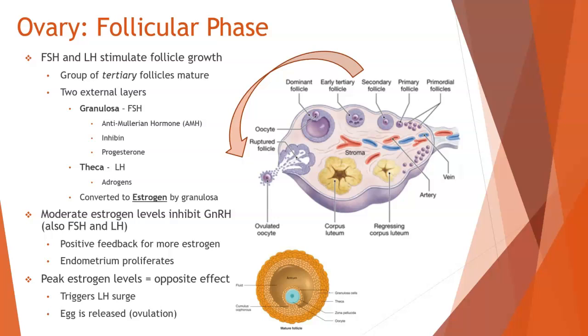As a result, estrogen levels eventually peak, and at these higher concentrations have the opposite effect on the hypothalamus and anterior pituitary, resulting in a massive surge of luteinizing hormone. There is also a smaller surge of FSH, but its release is restricted by the action of inhibin. This flood of LH prompts the release of the oocyte from the dominant follicle, signaling the end of the follicular phase.